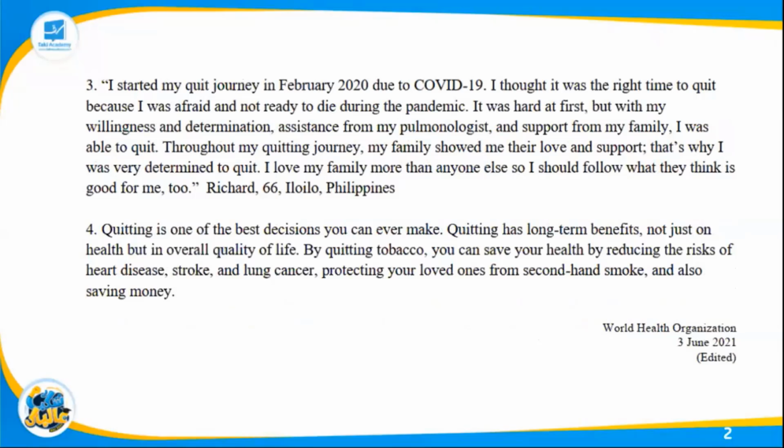I started my quit journey in February 2020 due to COVID-19. I thought it was the right time to quit because I was afraid and not ready to die during the pandemic. It was hard at first, but with my willingness and determination, assistance from my pulmonologist and support from my family, I was able to quit.